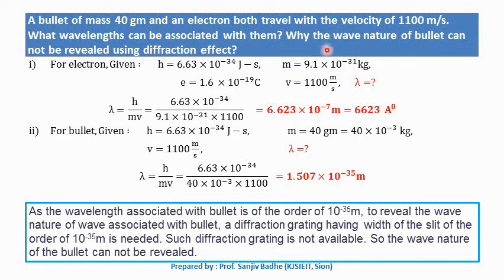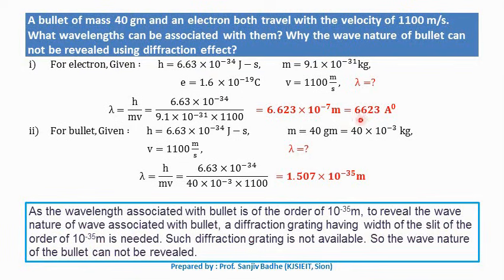Now let us come to the next part of the question. Why the wave nature of bullet cannot be revealed using diffraction effect? Because to perform the diffraction experiment with a given wave, we need a diffraction grating in which the width of the slit is comparable to the wavelength of the wave.